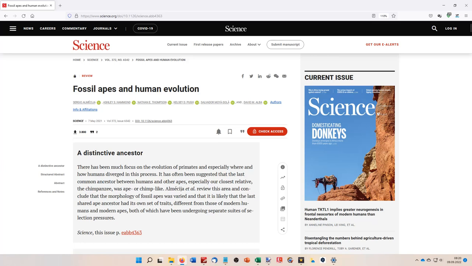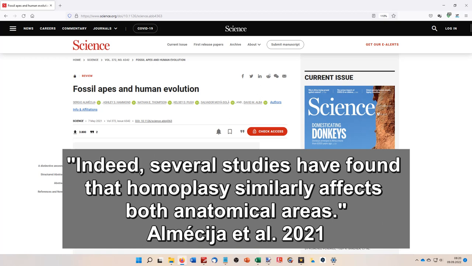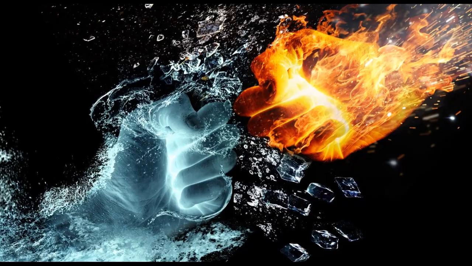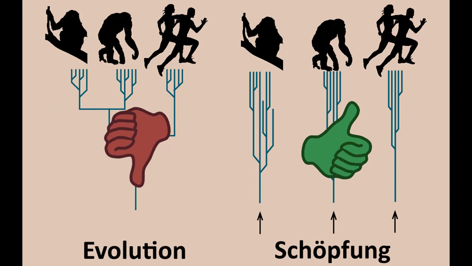Almécija and colleagues also note that so-called phylogenetic signals, that is, features of phylogenetic reconstruction, from the body skeleton and skull can point in different directions, and that both body regions are affected in Miocene apes. Such contradictory feature complexes are not to be expected from an evolutionary perspective and are much better interpreted within the framework of separately created basic types.